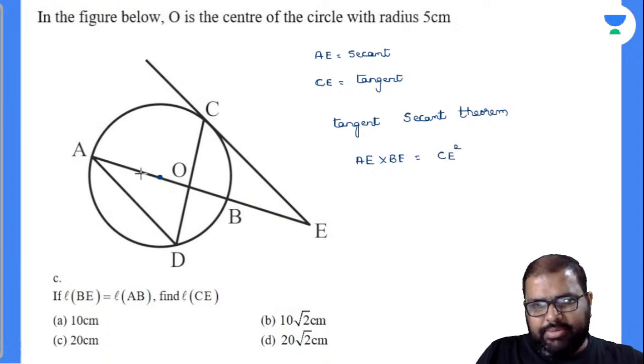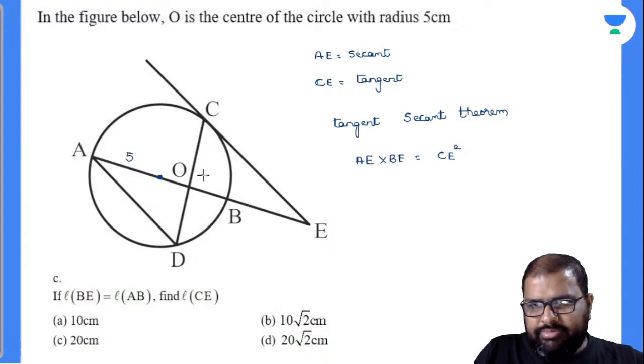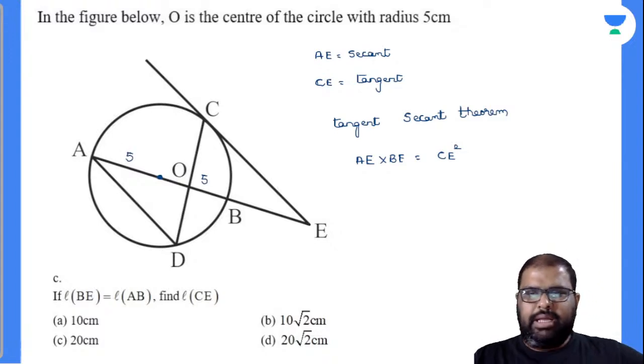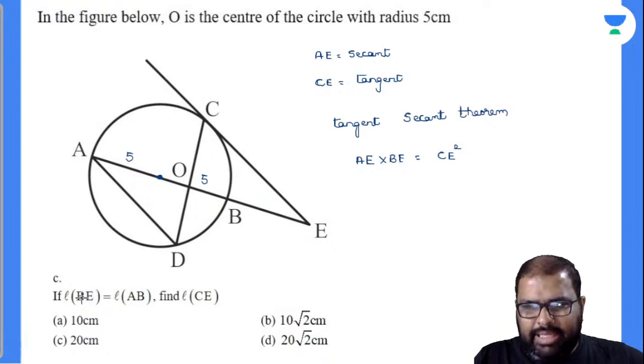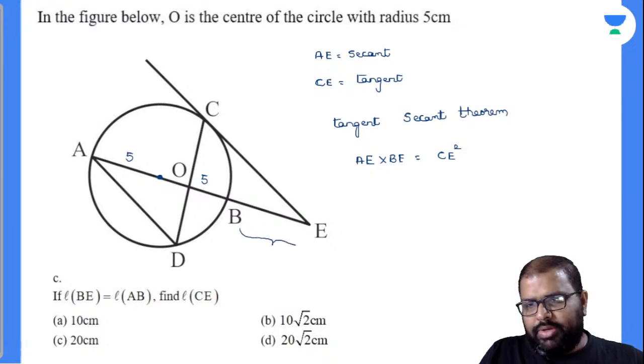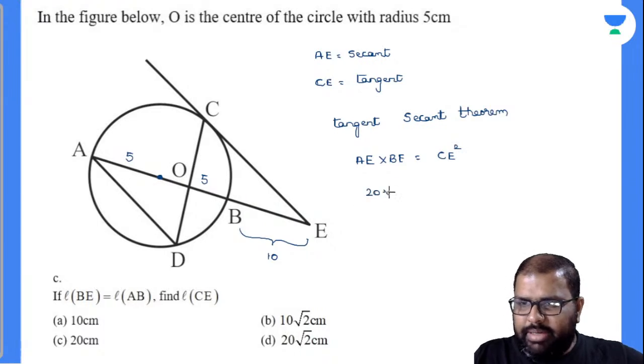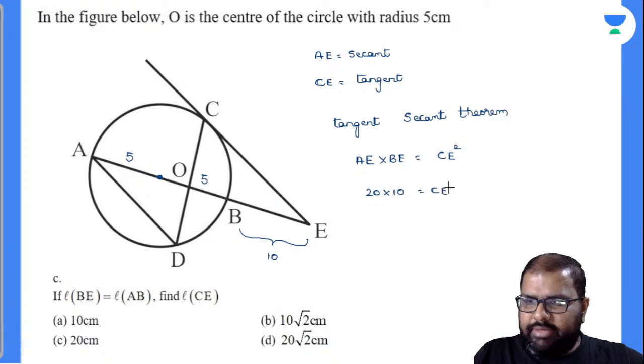Closely observe there, AO value is 5 because it is the radius. OB value is 5 because it is the radius. Any other point given there? BE is equal to AB, it seems. Now AB value is how much? 10. So BE value will also be 10. You accept with me? And AE value is nothing but 5 plus 5 plus 10, that is 20. Now BE into AE, 10 into 20, is equal to CE square, and my CE value will be equal to 10 root 2.